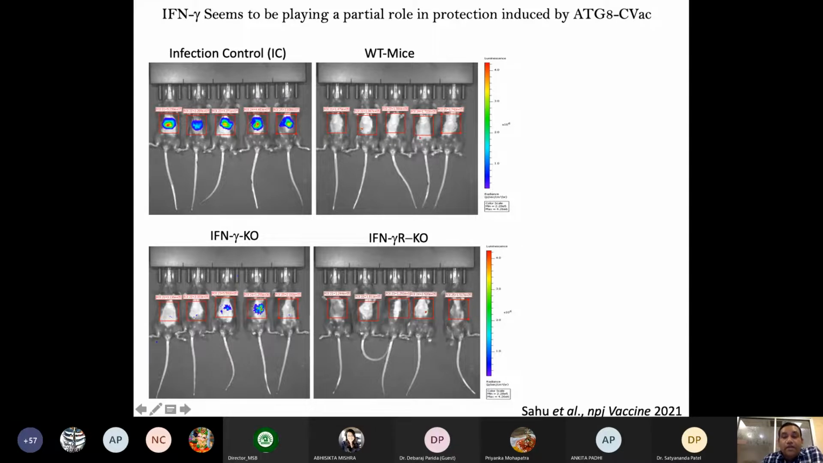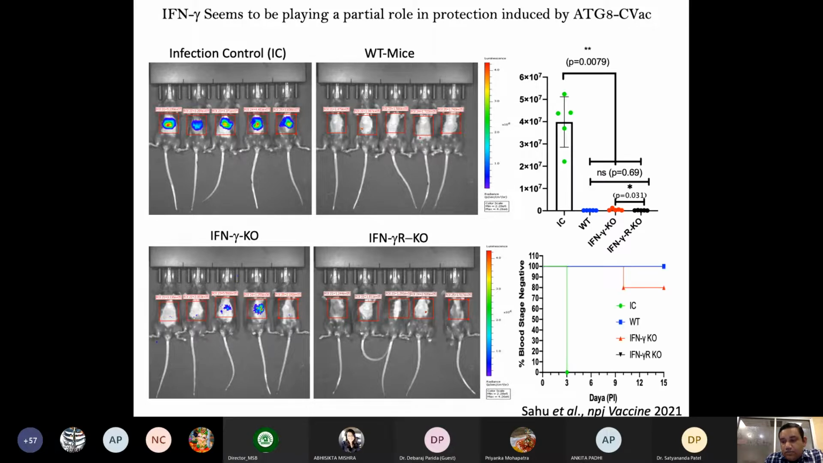And then we used interferon gamma knockout mice and interferon gamma receptor knockout mice. In the interferon gamma knockout mice, we see there is little parasitemia in two mice, and the level of parasitemia is low. I will show you in the next graph. In the receptor knockout mice, none of the mice got infected. So it tells us that interferon gamma is not important. It is just behaving like the wild type mice immunized. So CD8 T cells are important, but they are not killing the parasite infected cells by using interferon gamma. That's the message that we are getting from here.